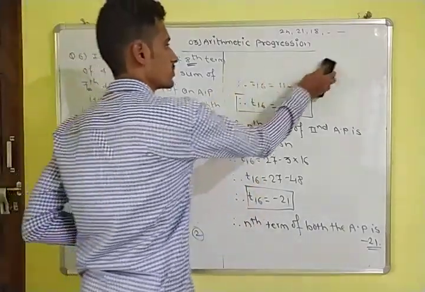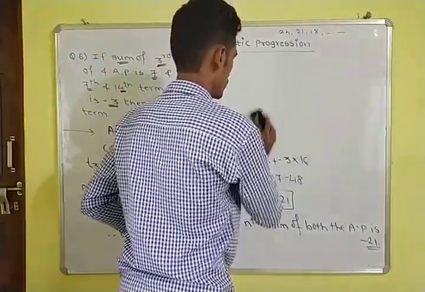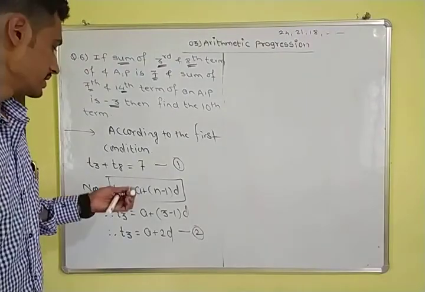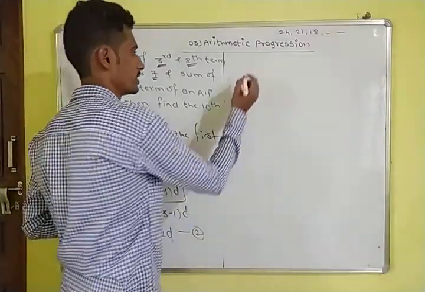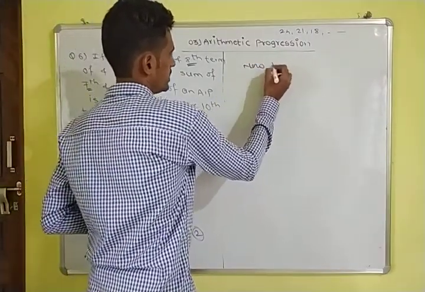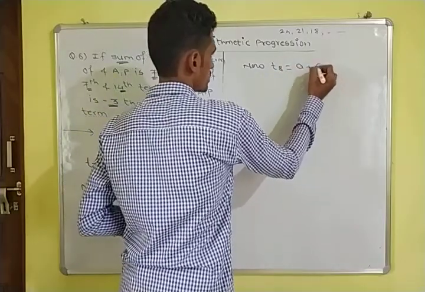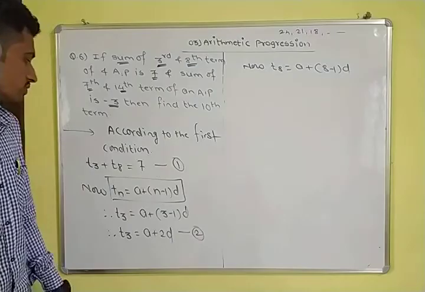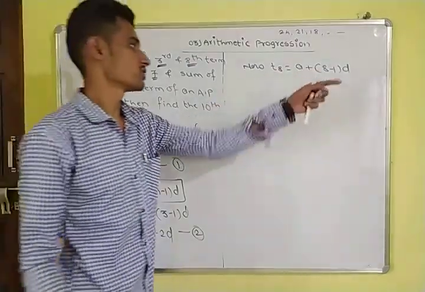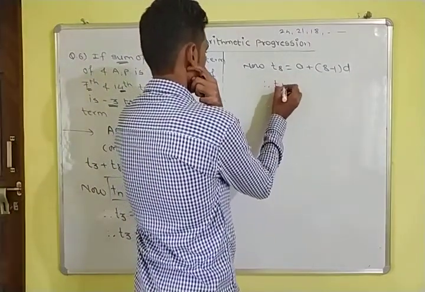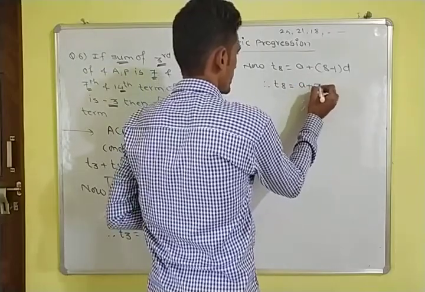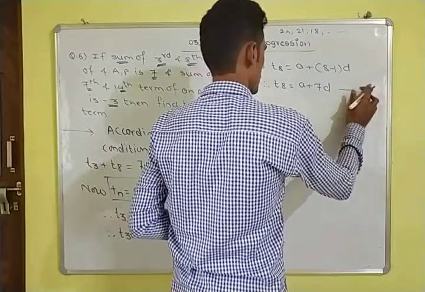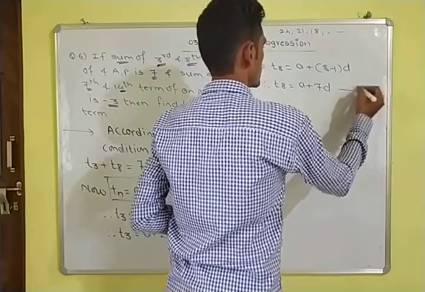Also we have to calculate the value of T8. Now T8 is equal to a plus 8 minus 1 into d. That is T8 is equal to a plus 7d. This is equation number 3.